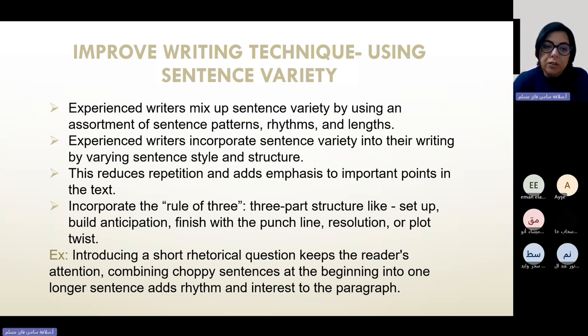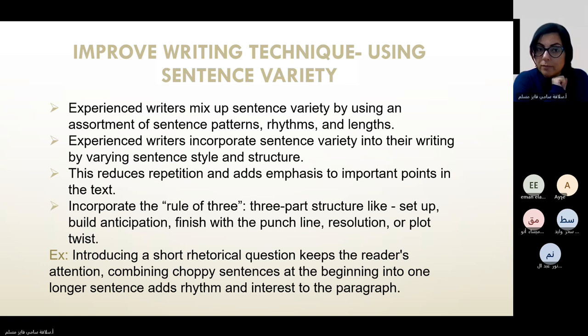All right, thank you. So, introducing a short rhetorical question: Are we alive? Question mark. So you introduce a rhetorical question. It's not about yes, we are alive, or no, we are not alive. It's not a yes or no question. It's something to think about.